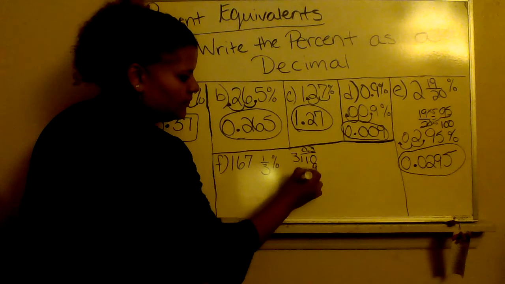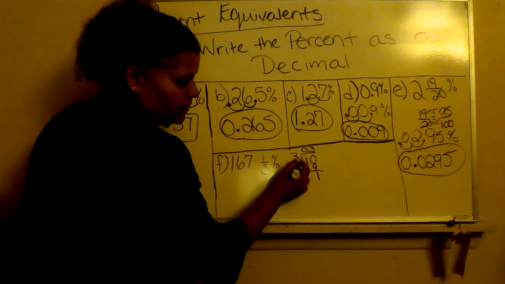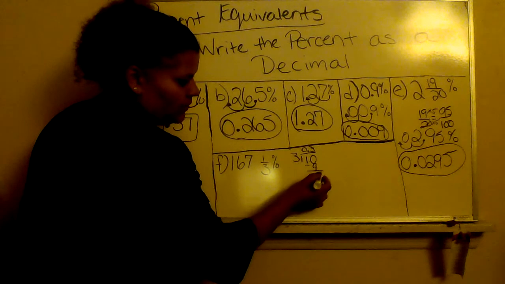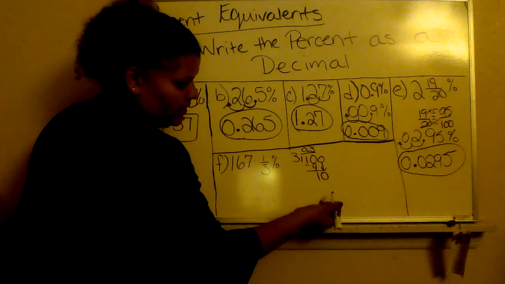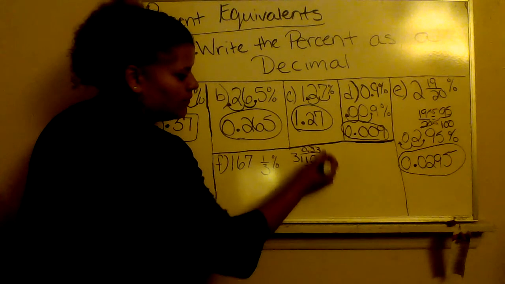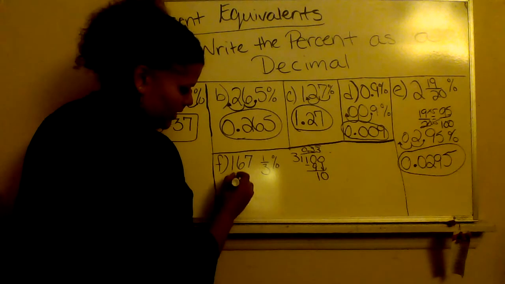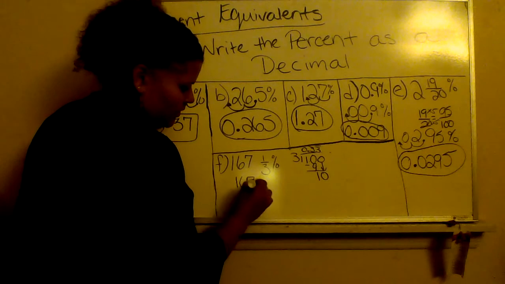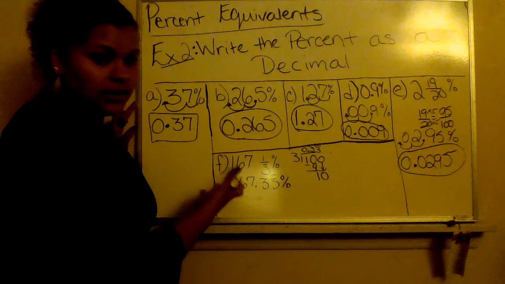That gives you 9. Subtract. You have 1 left. So look at this. 3 goes into 1, and then you bring down a 0. So 3 goes into 10, 3 times. Notice what's going on. It's repeating. So this number is actually 167.33 repeating percent. So now we can easily convert this.